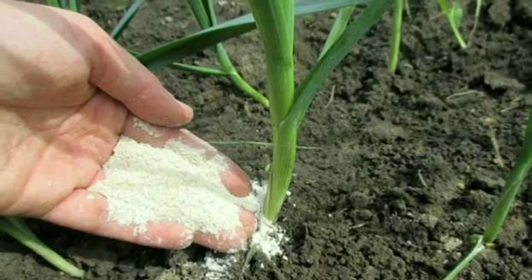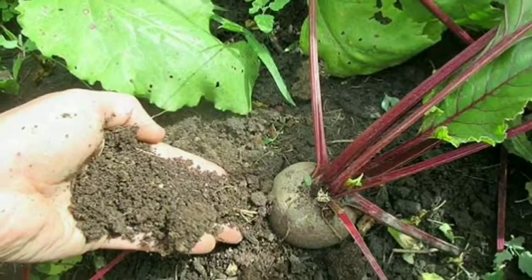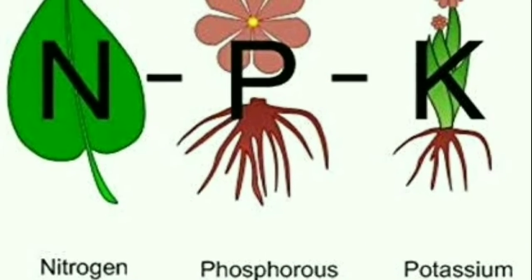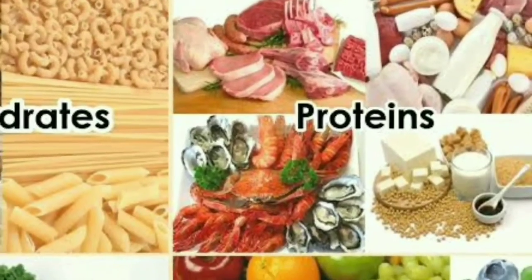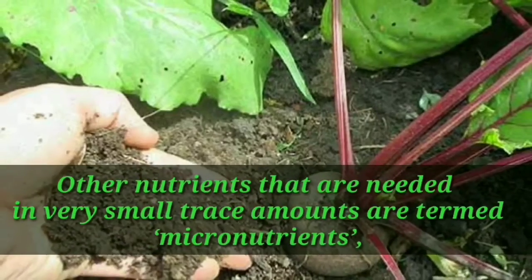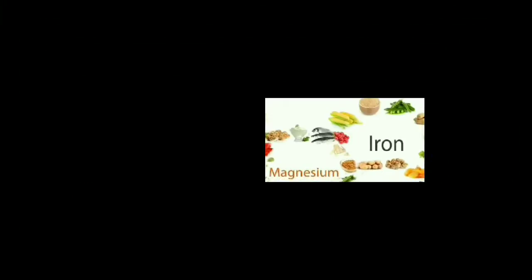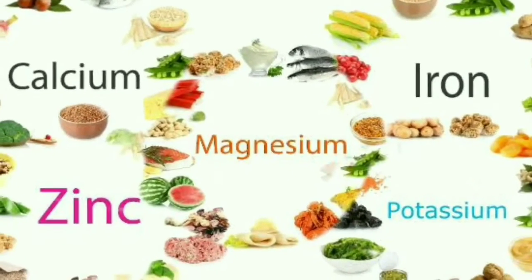Some nutrients are required by plants and other animals in larger quantities, whereas others are needed only in very little amounts. These nutrients that are required in larger amounts are known as macronutrients. For example, nitrogen, phosphorus, potassium, calcium, magnesium, and sulfur. For animals, the major food groups proteins, carbohydrates, and fats are the macronutrients. Other nutrients that are needed in very small trace amounts are termed micronutrients, and these are the minerals and vitamins in case of animals, and for plants these are iron, zinc and copper.